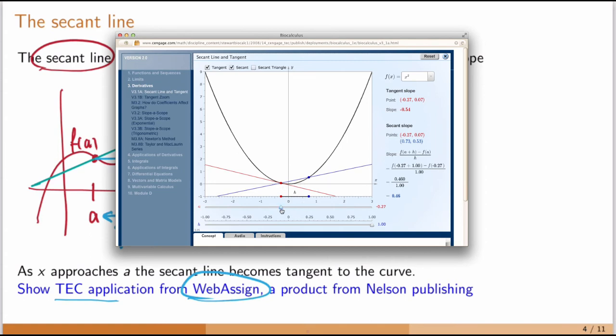And now on this slider I can move the points around. They always keep the same distance. And the secant line, the blue line, dances around a bit. But here I can make the distance smaller and smaller. And now see what happens.